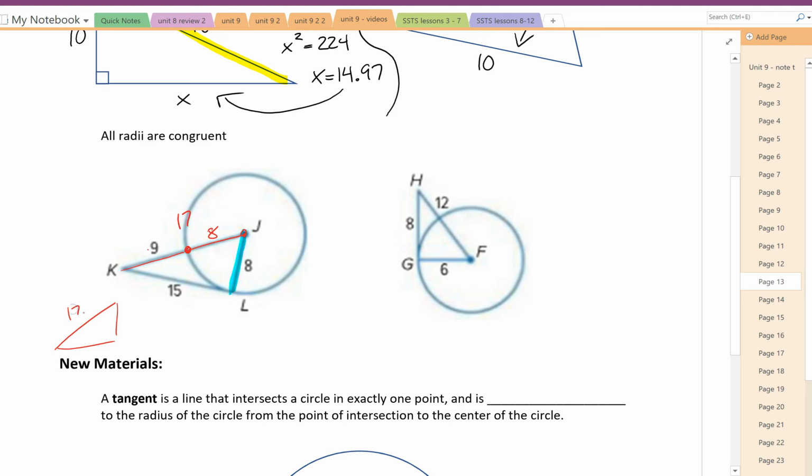I would know the hypotenuse was 17, I would know that side was 8, and I would know the side down here would be 15. Okay, and we'll see why we want to know all three sides here in a minute. For now, I just want to remind you that all radii within the same circle are congruent.